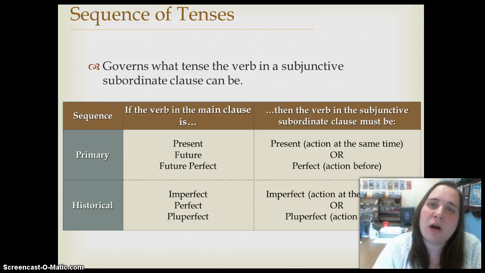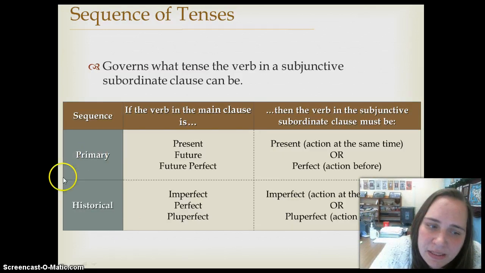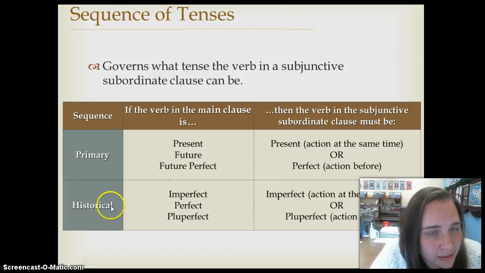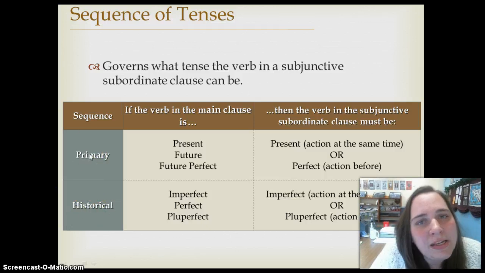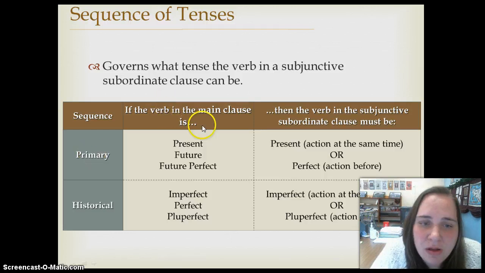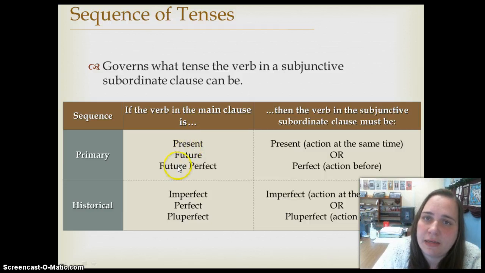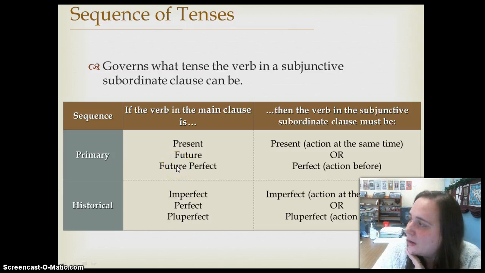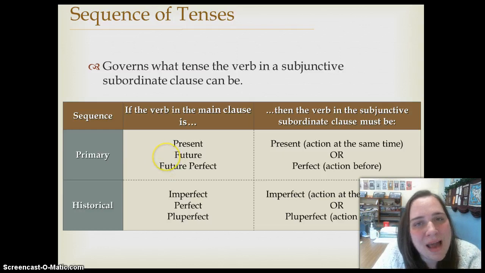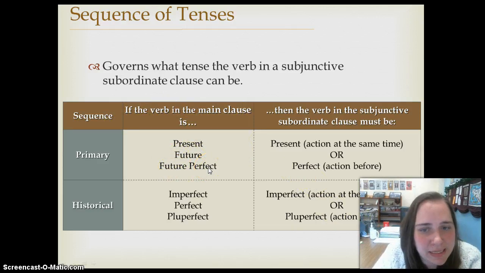So, there are two sequences. There is primary sequence and there is historical sequence, sometimes called secondary sequence. You are going to be in primary sequence if the verb in the main clause is present tense, future tense, or future perfect tense, okay? So, it doesn't matter what mood it is, it doesn't matter what voice it is, it only matters the tense. If the tense is present, future, or future perfect, you are in primary sequence.